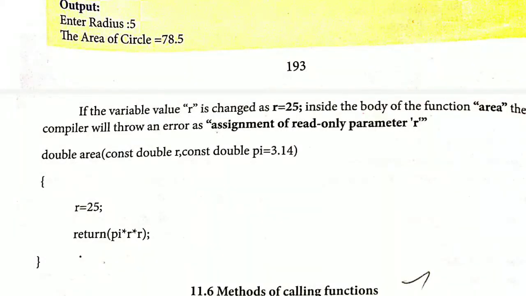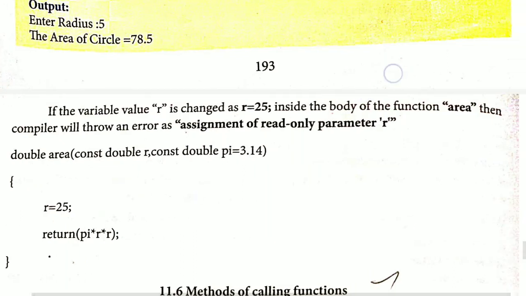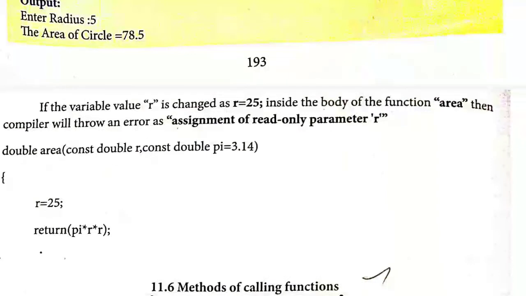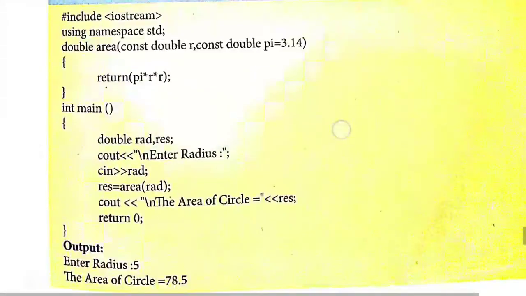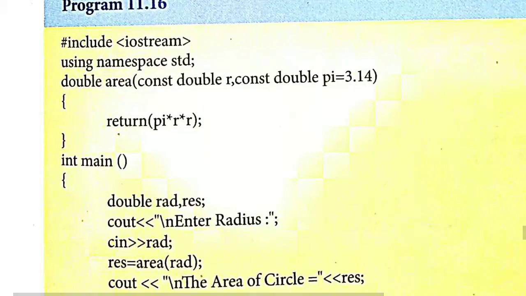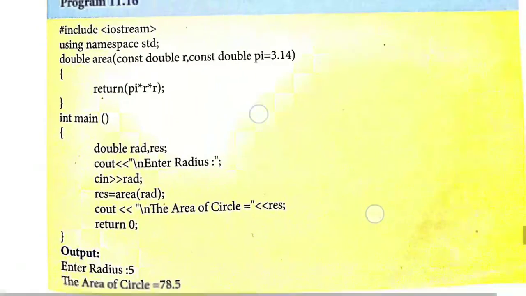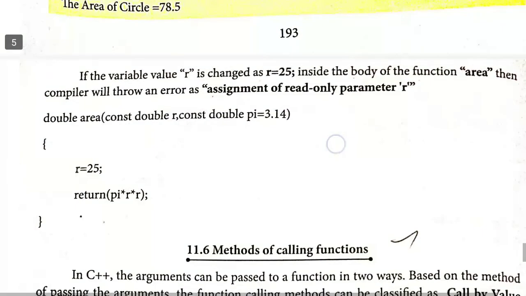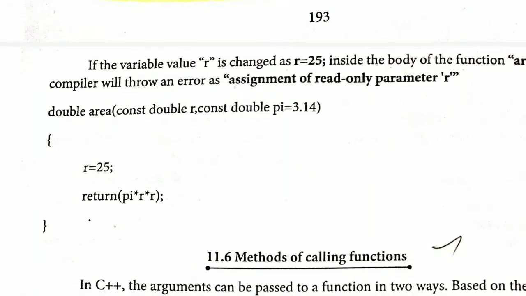If the variable value r is changed, as r is equal to 25 inside the body of the function area, then the compiler will throw an error: assignment of read-only parameter r. So if you are trying to change the value of r inside the function, this will create an error at compile time. That's what is given here: r is equal to 25. If you try to change that, it will create an error.